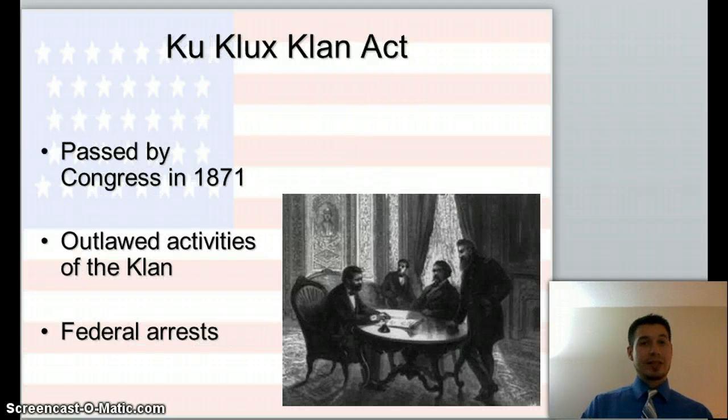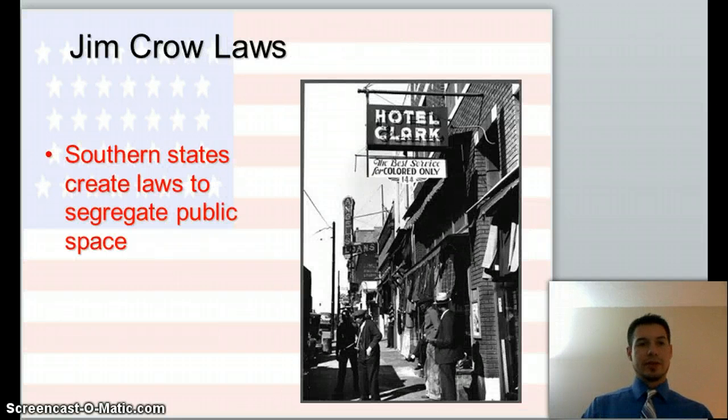The Ku Klux Klan Act does get passed and outlaws the activities of the Klan, but they do continue in secret. And southern states create laws to segregate public spaces called the Jim Crow laws, meaning you would have a separate bathroom for African Americans and a separate bathroom for whites, for example, or a separate restaurant for African Americans and a separate restaurant for whites. And that's how this type of discrimination continues on, all the way till we get to the civil rights era in the 1950s. That's all I have for you today.